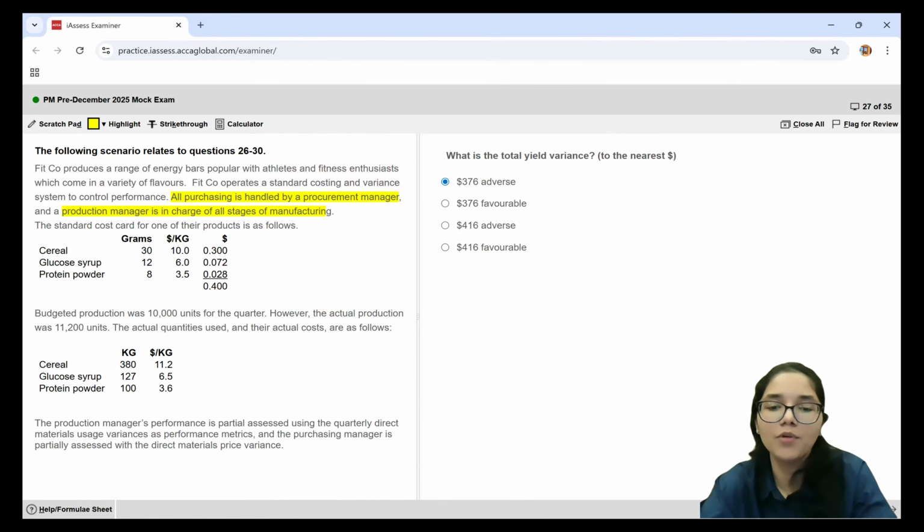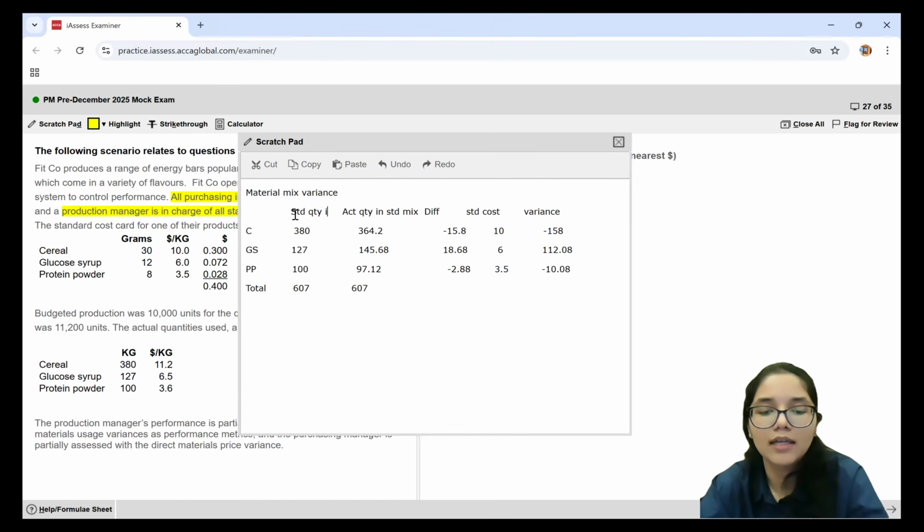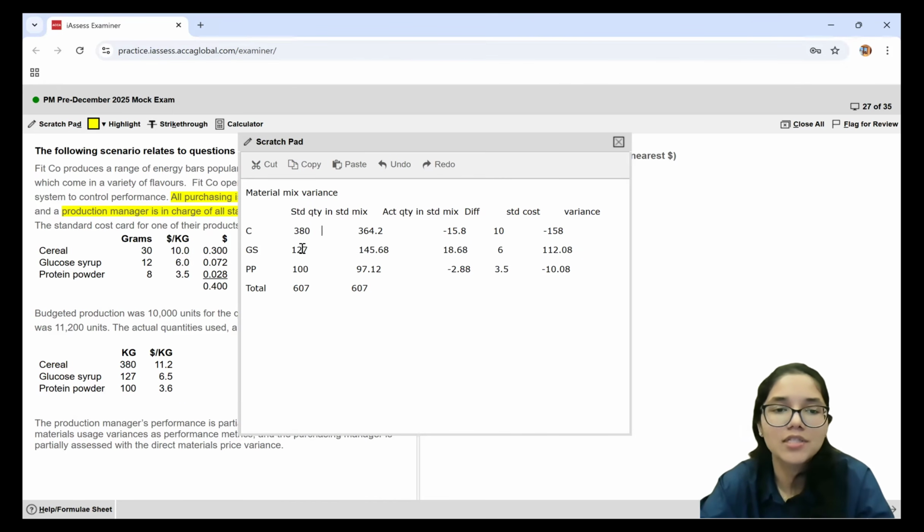This is the total approach. If you're able to understand this, there's nothing like that. But if you're not able to understand the shorter method, then you can opt for the lengthy method. What we have to do in the lengthy method is compare the actual quantity in the standard mix, that is this working that we have done, with the standard quantity in standard mix. So we will have to replace this with standard quantity in standard mix. Let's see how much this is going to be. As per the standards, I had calculated that 560 kg should have been the total.